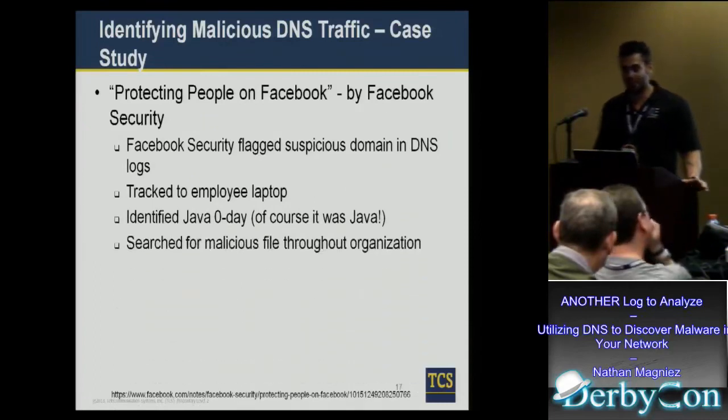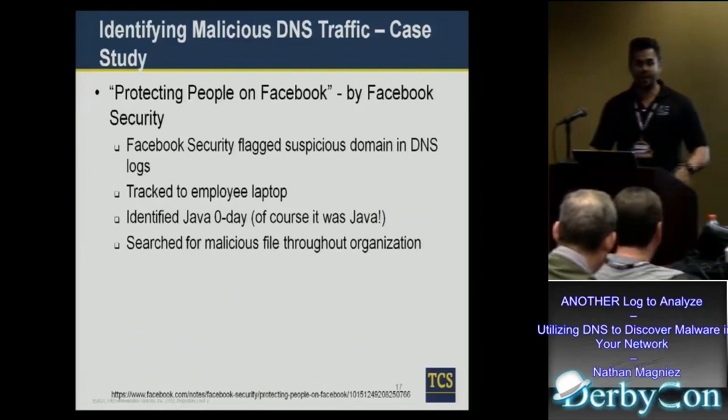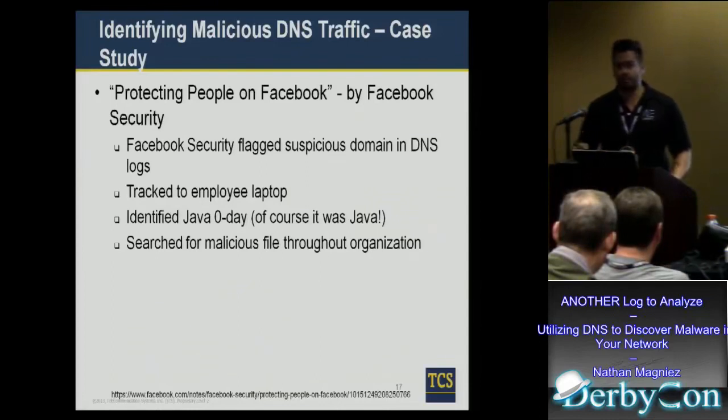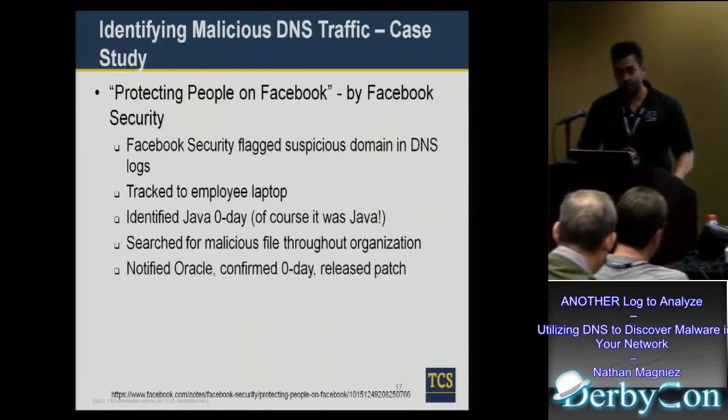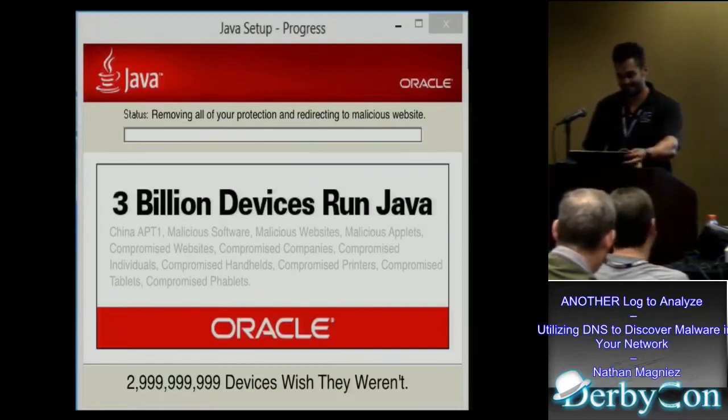They searched for a malicious file throughout their organization once they identified what it was, and they went ahead and made Facebook safer. They said it didn't actually affect any of their users. It was actually inside of their corporate network. So they claimed that it didn't actually affect any of the user sets of Facebook. They notified Oracle, confirmed the 0-day, and then they released a patch. Here's a little slide on Java. 3 billion devices run Java.